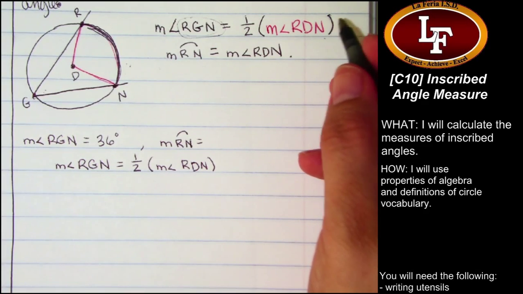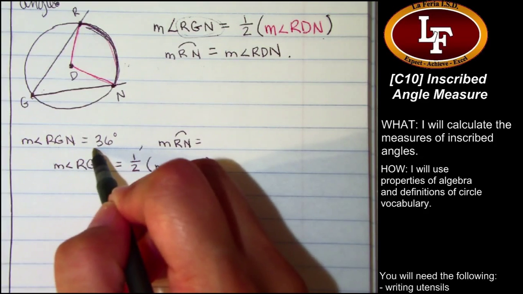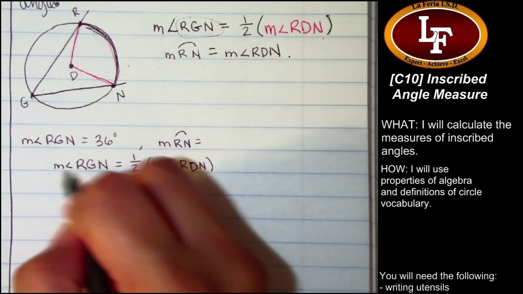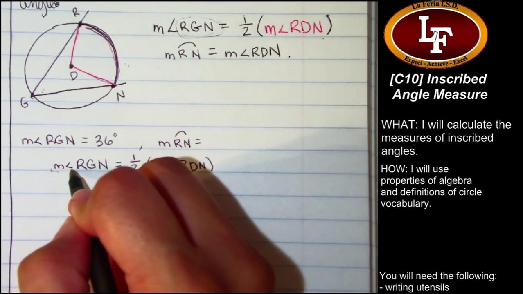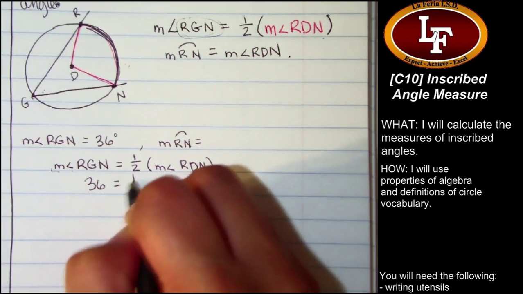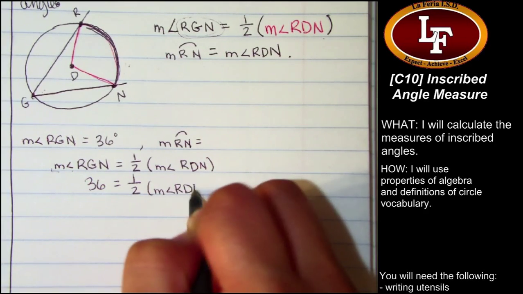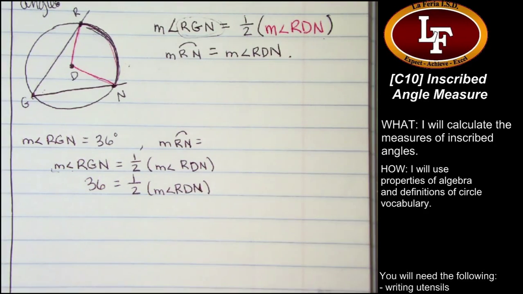Now I'm going to substitute what I know. What I know is that the measure of angle RGN is 36 degrees. So I'm going to replace all of this, the measure of angle RGN, with 36 degrees. And everything else is exactly the same because I'm not making any sort of changes.